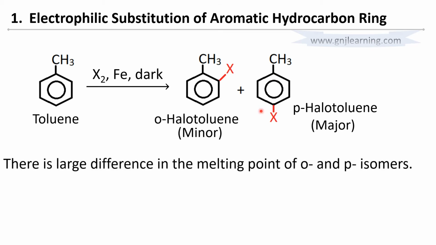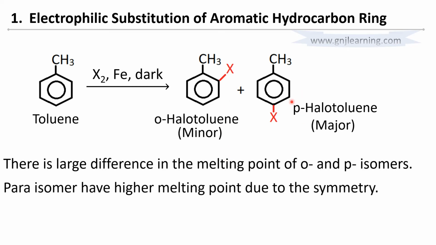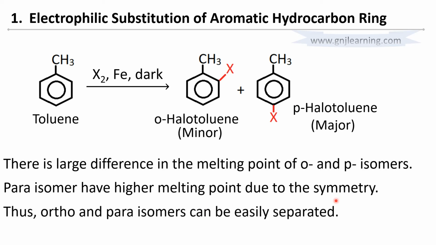Because of that, there is a large difference in the melting points of ortho and para isomers. Because of its symmetry, the para isomer can be neatly arranged inside the solid, whereas in the ortho case the arrangement will not be that structured. Because of that, the melting point of the para isomer will be very high. So the para isomer has a higher melting point due to the symmetry, and we can separate them based on this difference in melting point. Ortho and para isomers can be easily separated based on the differences in melting point. Okay, so that is how to separate them.